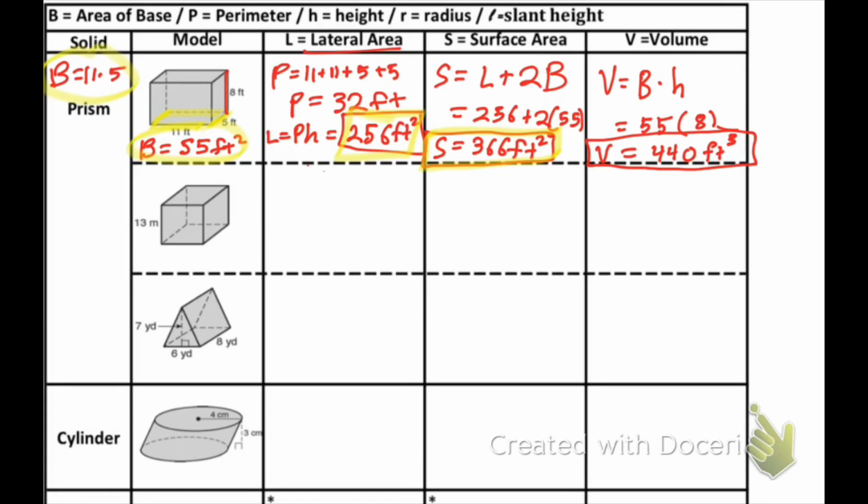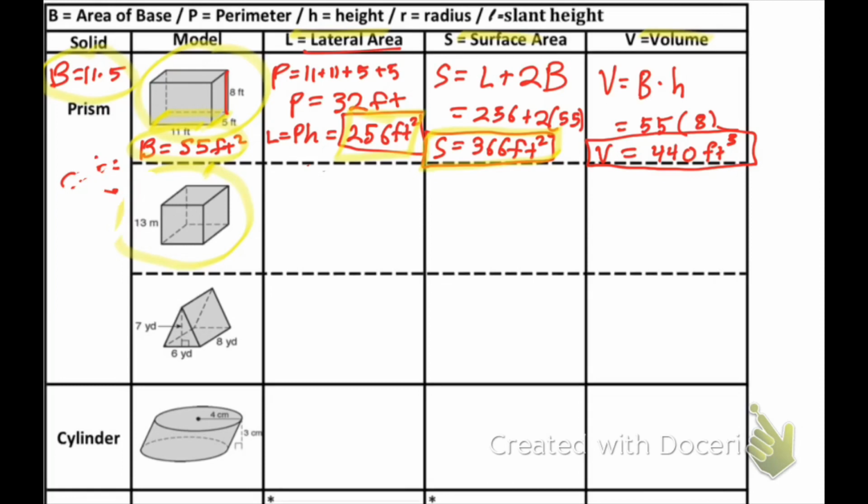So that's how you calculate the lateral area, surface area, and volume of my rectangular right prism here. Now I suggest that you pause the video and try and do this one on your own. This is a cube. So remember what we know about a cube. And then try and calculate the lateral area, surface area, and volume. Alright, let's do it together.